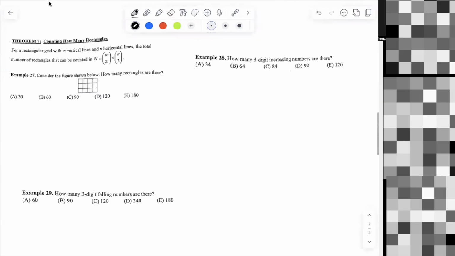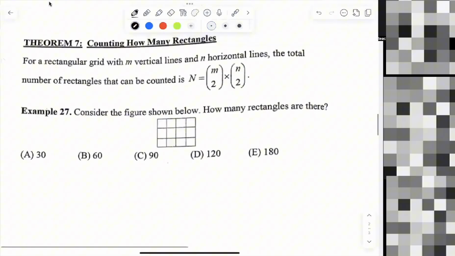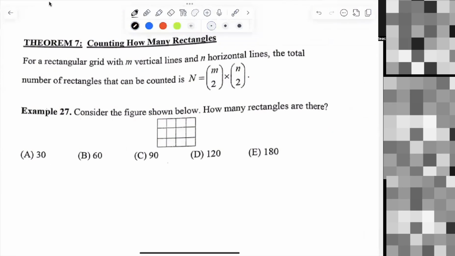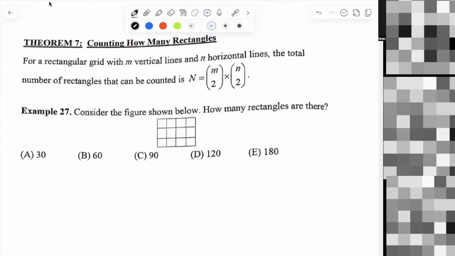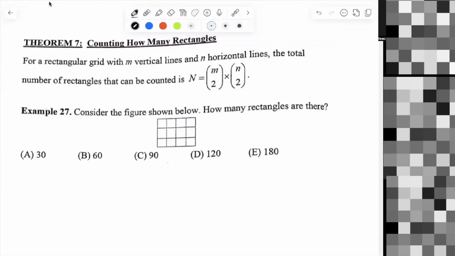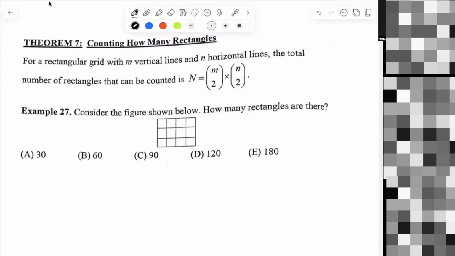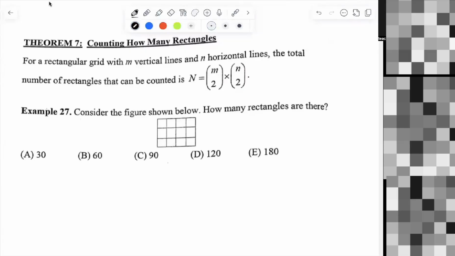Alright, now let's move on to how many rectangles. For a rectangular grid with m vertical lines and n horizontal lines, the total number of rectangles can be counted as m choose 2 times n choose 2.